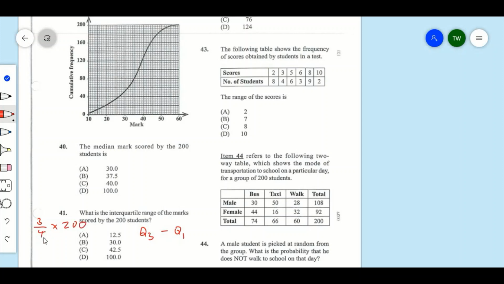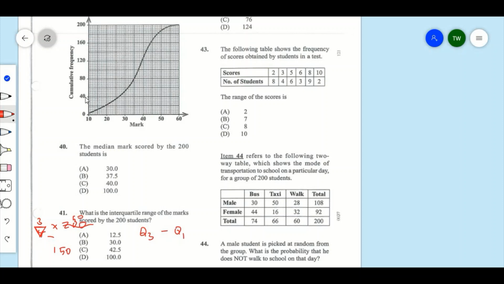And 3/4 times 200: 4 into 200 is 50, and 3 times 50 is 150. So the Q3 position is going to be at 150, right? Now, in order to get the value of Q3, we need to find the position first, and the position is on the y-axis.